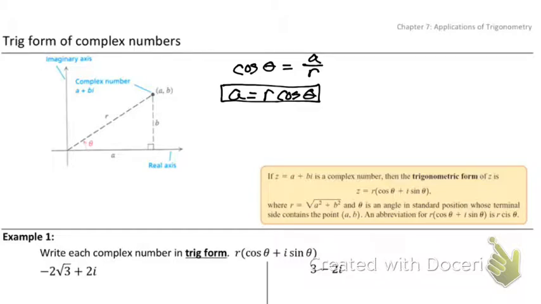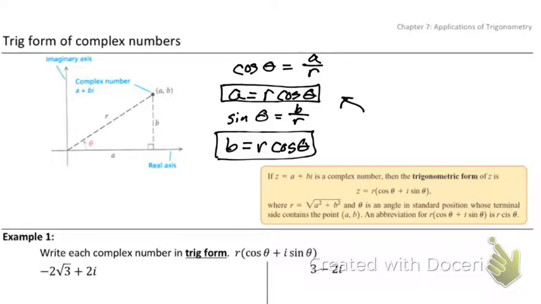The other one would deal with sine. So if I had sine theta, that would equal b over r. So b would just equal r times sine of theta. But these are the exact same thing. These are going to be the same as vectors, because that's how you found your a and your b for your vectors as well.